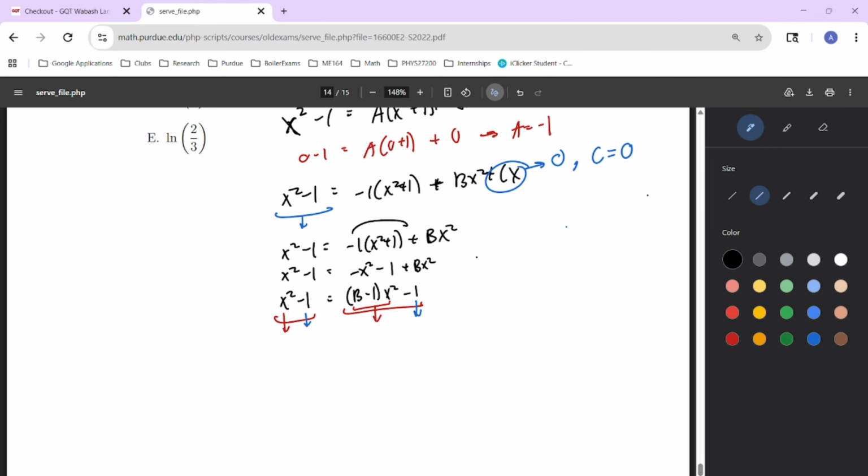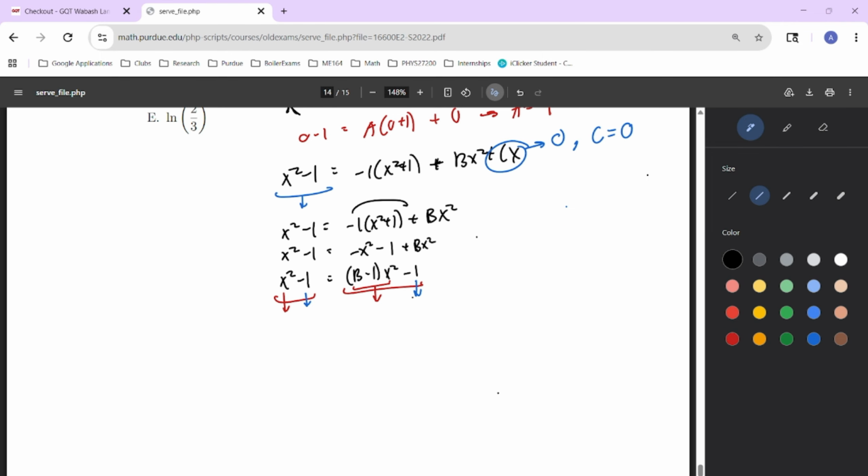Now the only difference with these equations is that the coefficient of the x squared term is equal to 1, but not here. It's equal to b minus 1. So we have to solve for b such that b minus 1 would be equal to 1. In this case, b should be equal to 2. So if we plug the b back into this equation, we'll see that these equations become equal.